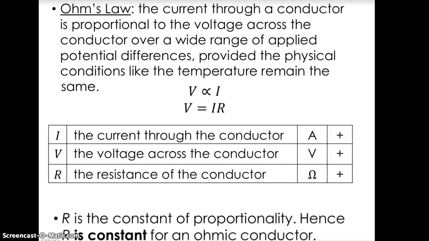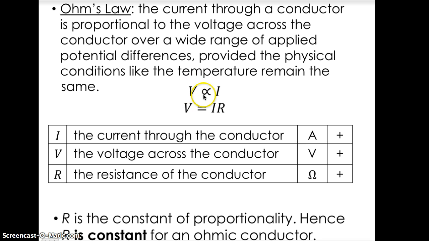So remember before when I didn't write down the definition of resistance? Well, that's because it's the same as Ohm's Law. So here's Ohm's Law. It says that the current through a conductor or resistor is proportional to the voltage across the conductor or resistor over a wide range of applied voltages, provided that the physical conditions like temperature remain the same. Okay? A couple of things. The voltage across a conductor is synonymous with the potential difference across the conductor. And of course, I've said already, conductor and resistor are synonyms.